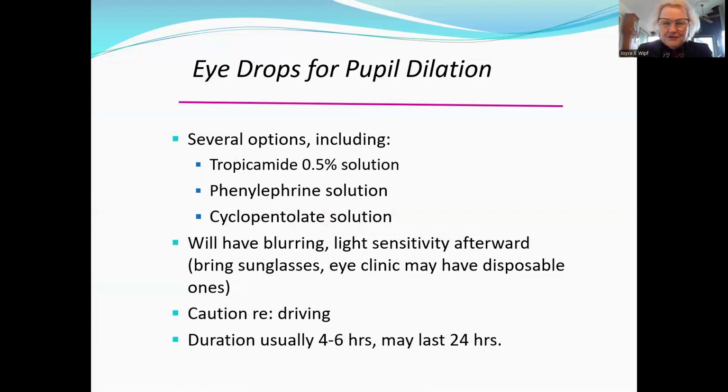For eye drops for pupil dilation, the most commonly used is tropicamide. In ophthalmology and optometry, they often add phenylephrine as well. There will be blurring and light sensitivity afterwards, so bring sunglasses; eye clinics usually have disposable ones. And then caution regarding driving, because the duration of the blurred vision and marked photosensitivity is usually up to 4 to 6 hours, but may last a day.